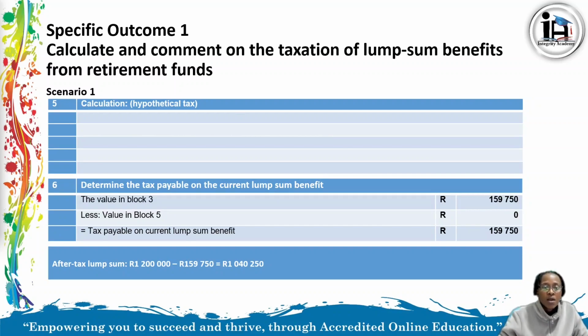For 5, we do the calculation. It is not there. Then 6, we determine the tax payable on the current lump sum benefit. The value in block 3, we take it. It is 159,750 less the value in block 5, which we don't have currently, which is 0. And then the tax payable on current lump sum benefit is 159,750.